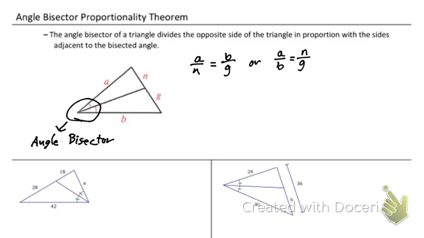And those are our two ways to do that. All right, that is all that theorem says: if you see an angle bisector, then you can do A over B equals N over G, or A over N equals B over G.